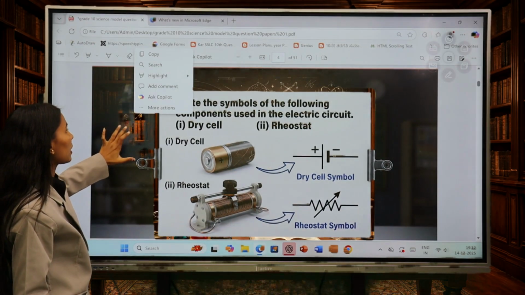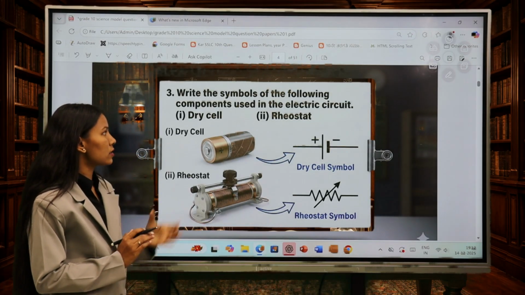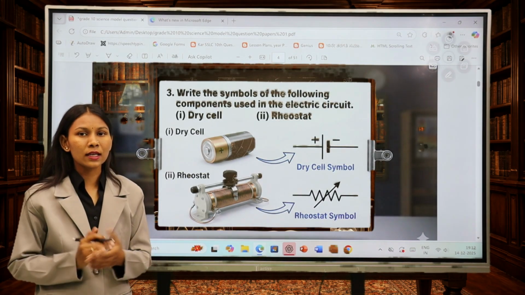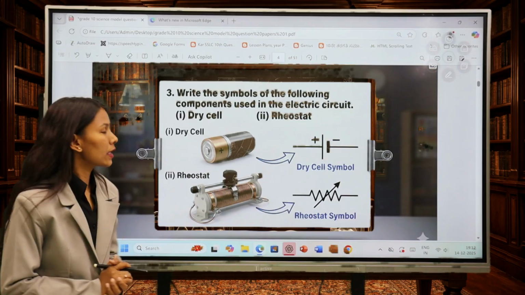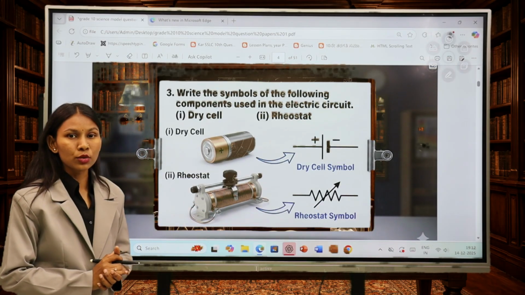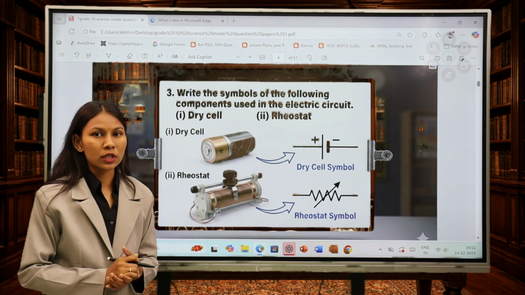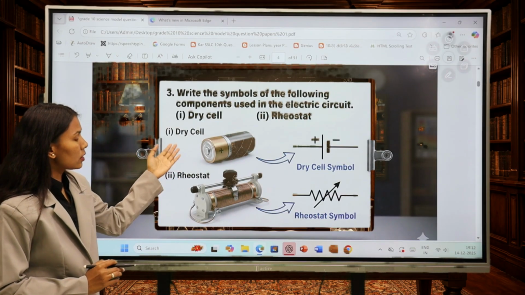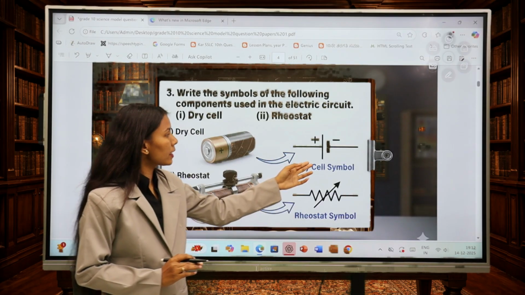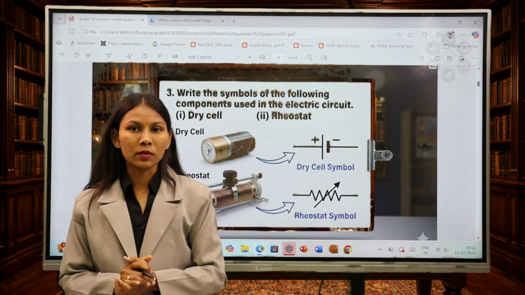So this question is from the second main. Third question: write the symbols of the following components used in the electric circuit. You will be using so many components, but they have given only two, that is dry cell and a rheostat. This dry cell is used in your home on a day-to-day basis, in the clock, in the remotes and all. The symbolic representation of this dry cell will be like this. Here the longer line indicates the positive terminal and the shorter line indicates the negative terminal.